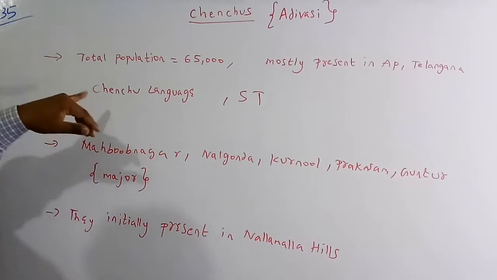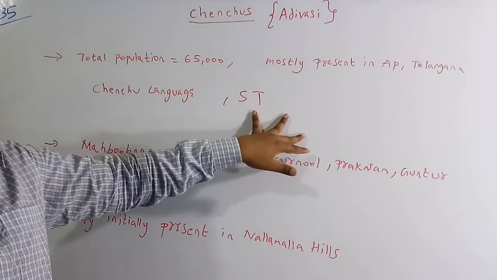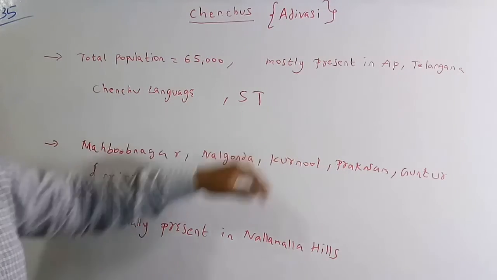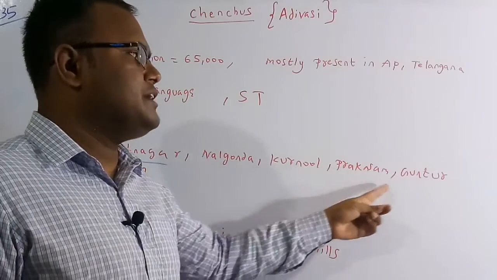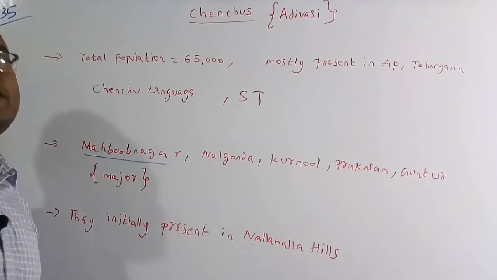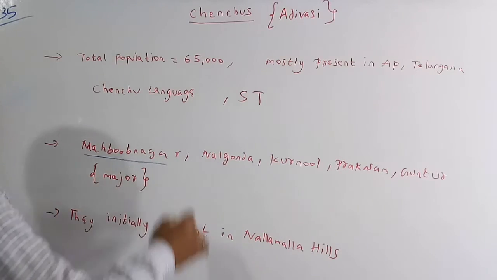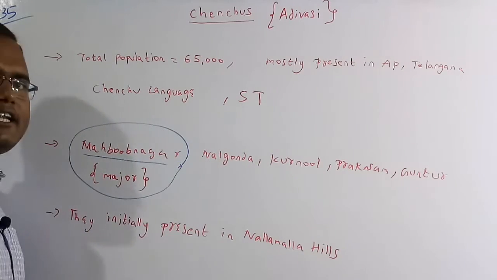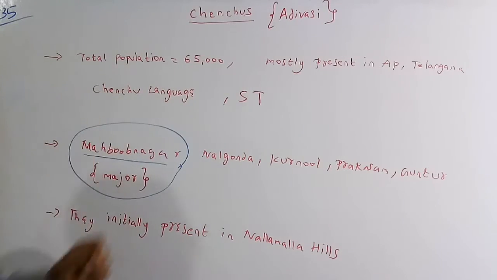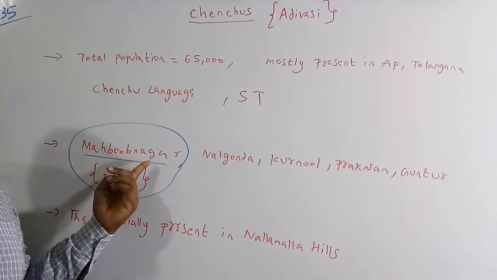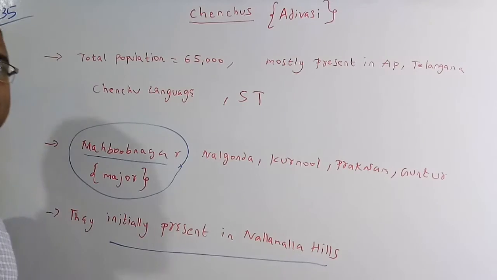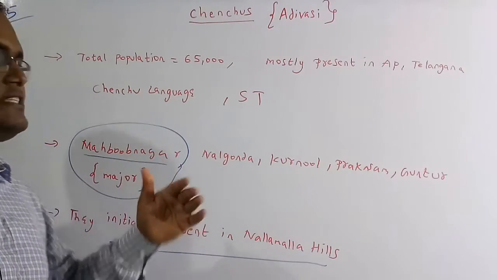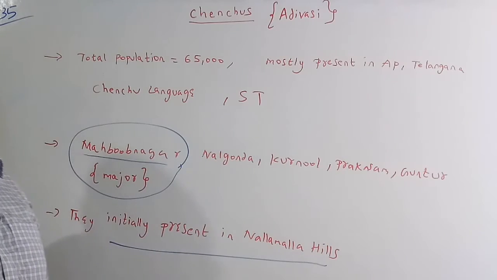The language they speak is the Chancho language, and they belong to the scheduled tribes, given the ST status. In AP and Telangana, the districts where they are present are Mahbubnagar, Nalgonda, Kurnool, Prakasam, and Guntur. But out of these 5 districts, they are majorly present in Mahbubnagar in Telangana state. Among the 65,000, most of the people are in Mahbubnagar. Initially their origin is from the Nallamala Hills, and then they came to these districts of AP and Guntur.